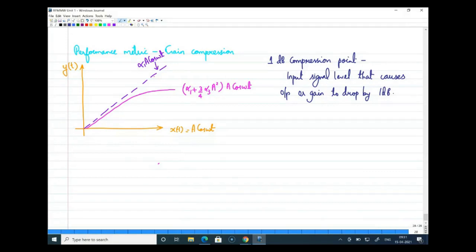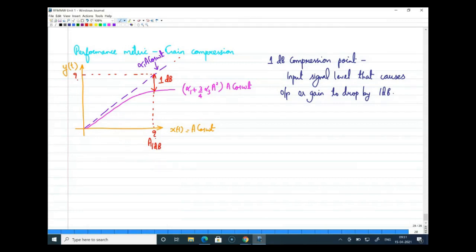All right. The meaning is, this straight line is your linear system. So from this linear graph, if your output is dropping by 1 dB, the meaning is, at this specific input, the expected output is this value. Now if that value is dropped by 1 dB in the real case, we define this input as the 1 dB compression point, and we mark it as a1 dB. I hope this is clear.